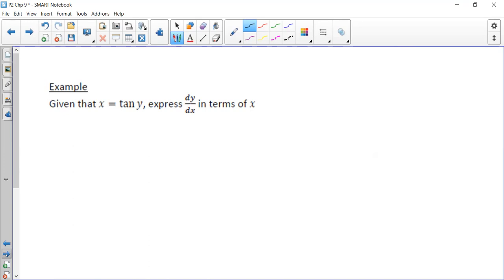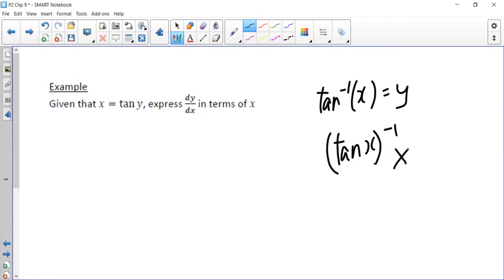So if we make y the subject here, then you have to use arc tan on the left-hand side. That means you've got inverse tan of x equals y. And let me ask you, how do you differentiate tan to the power of minus 1 x? Sorry, not tan to the power of minus 1 x, arc tan of x. By the way, this is not the same as tan x to the power of minus 1, because that equals 1 over tan x, whereas inverse tan of x is the same as arc tan x. That's not the same thing.